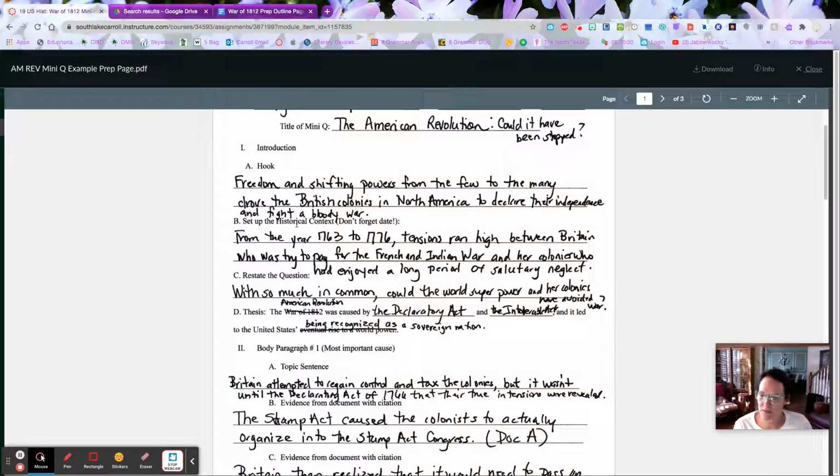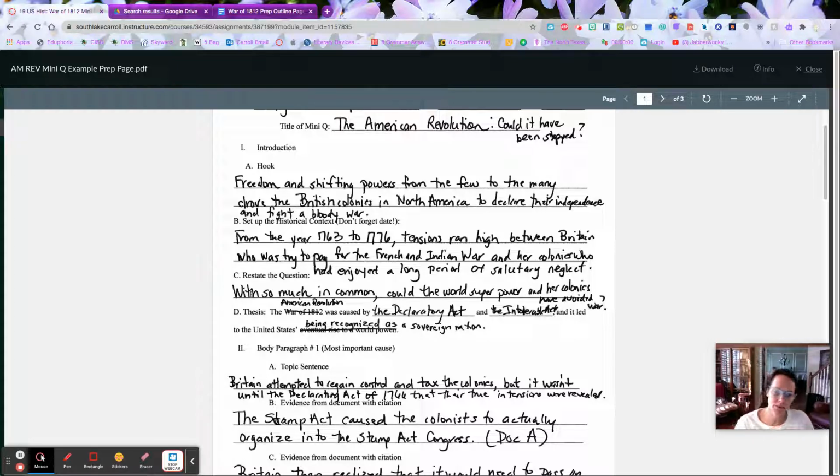So it's really important to put the thumbtack dates in there and give a little bit of background on what you're writing about. So you can tell that I've given some dates right here that I'm probably going to write more in my essay to set up the historical context, but this is the idea I have right now. I'm going to go ahead and restate the question. Could the world superpower and her colonies have avoided war? That's the question that I started with on my mini-Q.